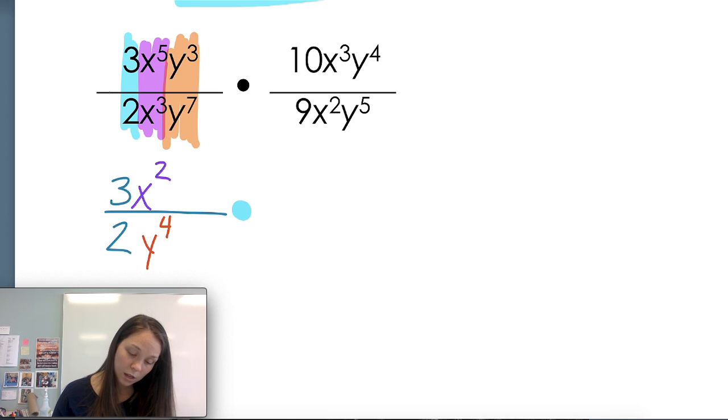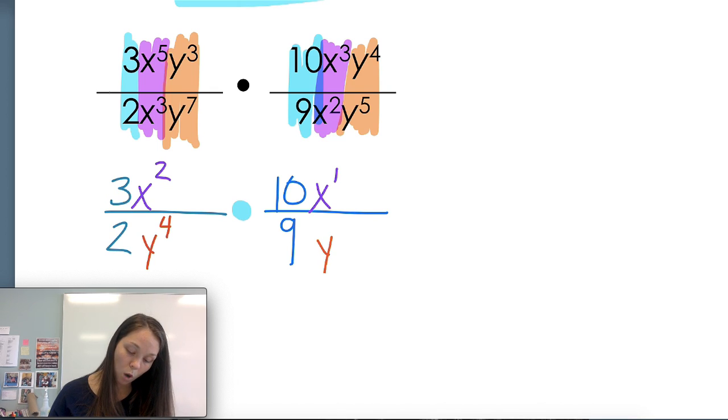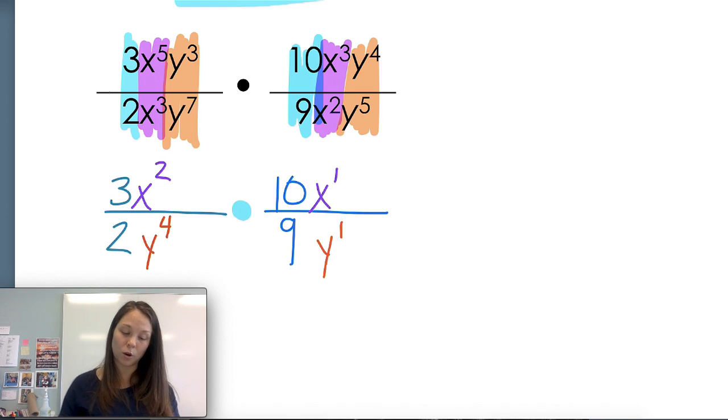So we times. All right, I have 10 over 9. That can't be simplified at all. Then I have x cubed over x squared. That simplifies down to just x to the power of 1 when I subtract those exponents. Then I have y to the 4th divided by y to the 5th. The difference between those exponents is 1, and I put that in the denominator. Now that I've simplified my fractions individually, I'm going to multiply straight across.